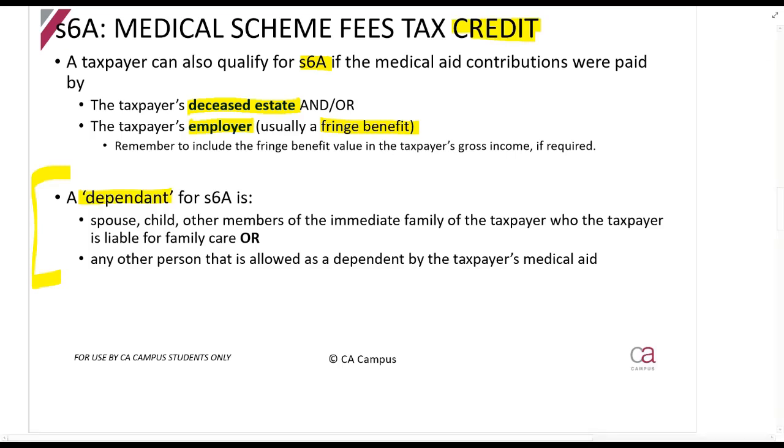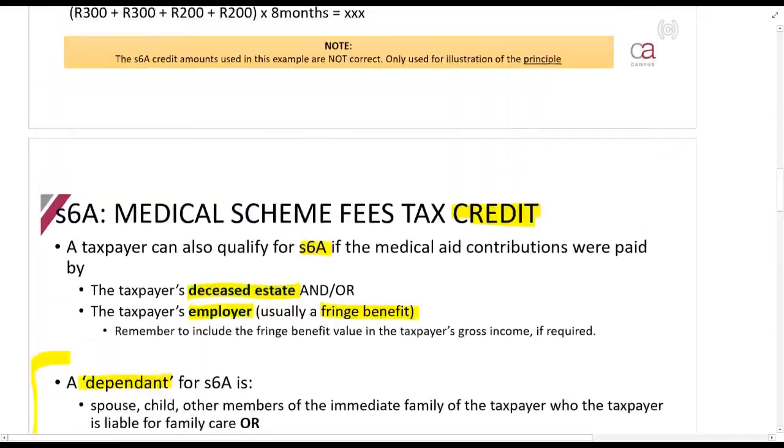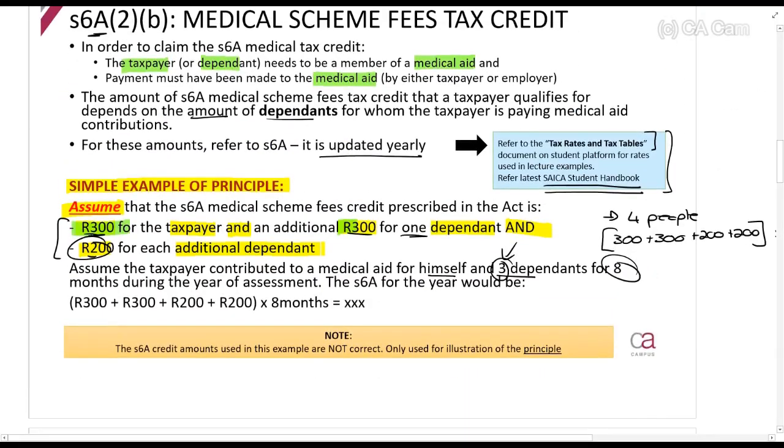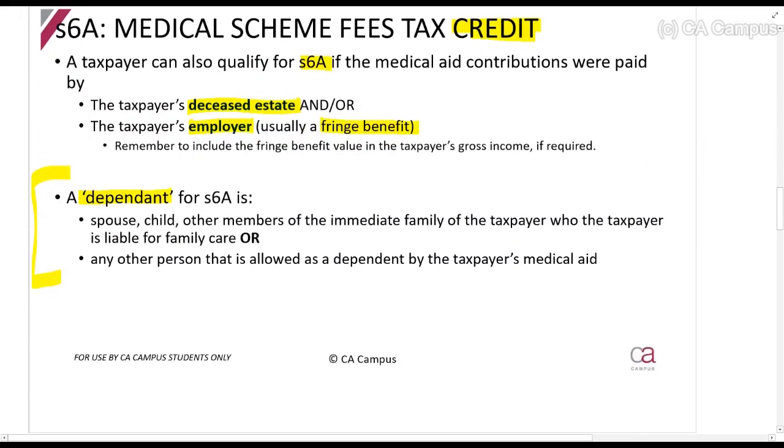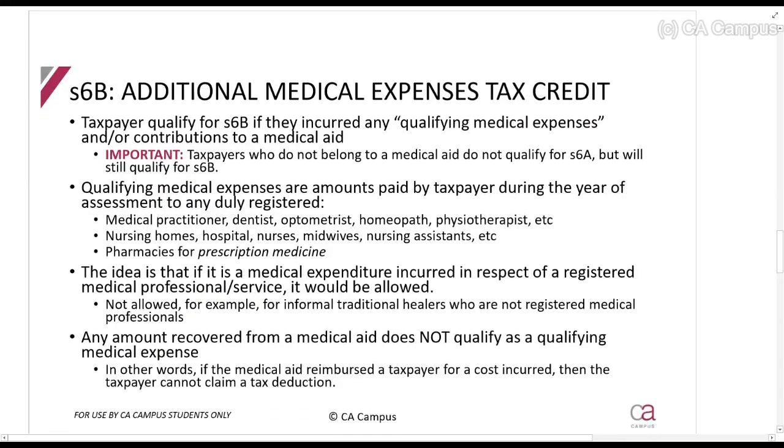And then I just want to make sure you see what is a dependent for section 6A. So remember we keep talking here, we say if it's you and your dependents. Right, what is a dependent? A dependent is either your spouse or husband or wife, child, other members of your family, or any other person which your medical aid has allowed as a dependent. They won't just allow every single person, so whoever they've allowed. So that's section 6A, guys, very simple.